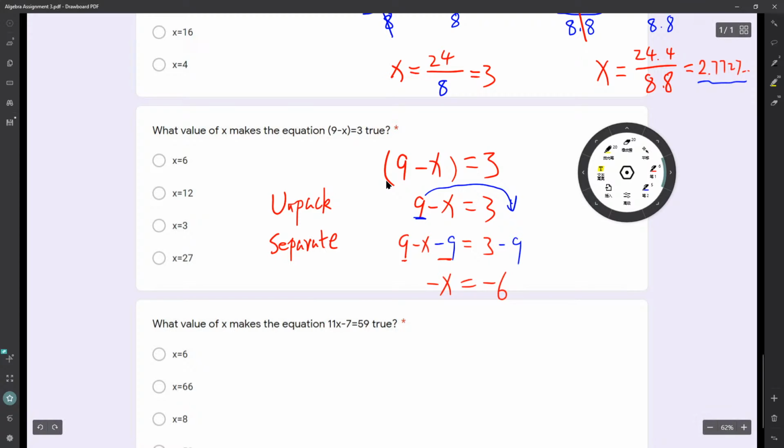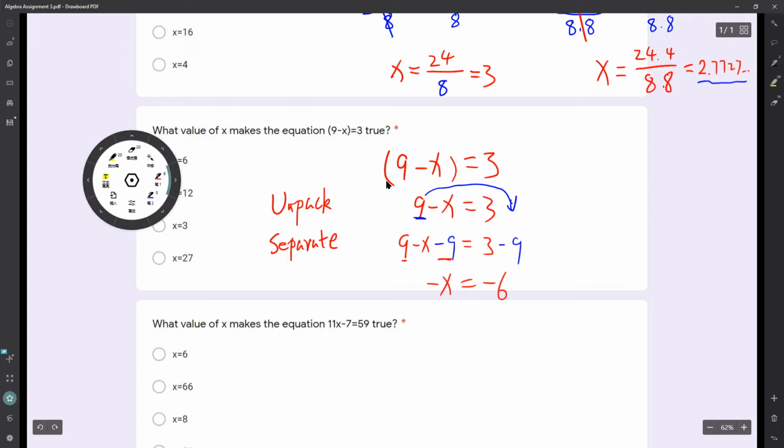And last step, we will divide. So the third step. Divide by what? Divide by the multiple of x. So the multiple is a negative 1. Divide by negative 1. And then this can cancel out. Then we have x equals negative 6 divided by negative 1.